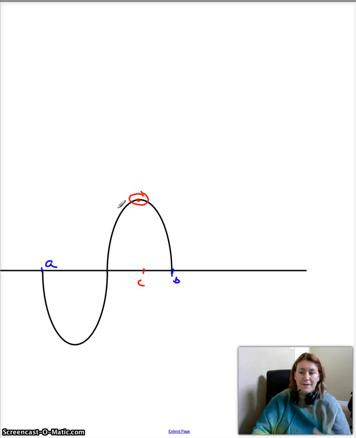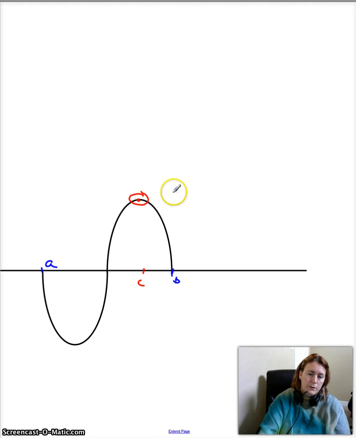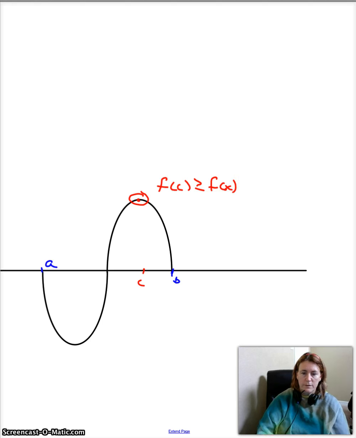Now, this is like at the top of the mountain or the top of a hill. So, basically, we're up here, and we're looking down on the rest of the function. What do I mean by that? I mean the functional value at C has got to be greater than or equal to all of the other functional values. And this is our, what did we call it? Maximum.